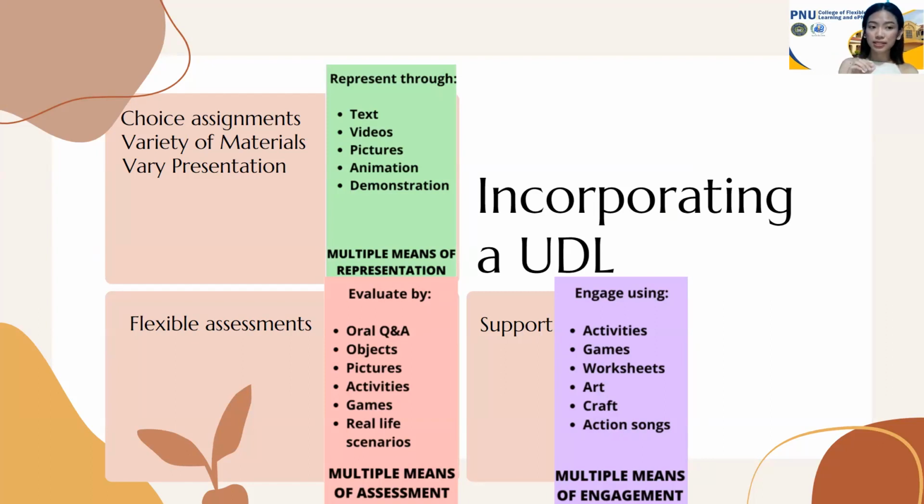Teachers or students can have a choice in their assignments. With this, not only do students feel a sense of autonomy, they feel more obligated to complete their assignments because they choose it. Next one is the variety of materials and presentation. There are multiple means of presentation and materials. They can be represented through text, videos, pictures, animation, and demonstration.